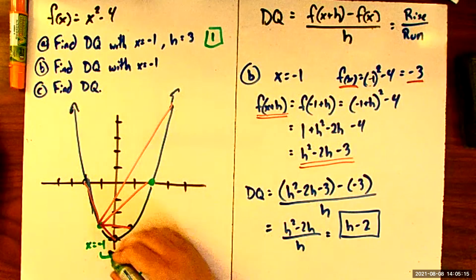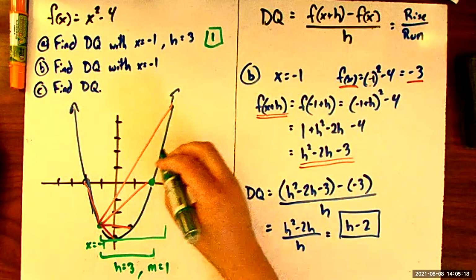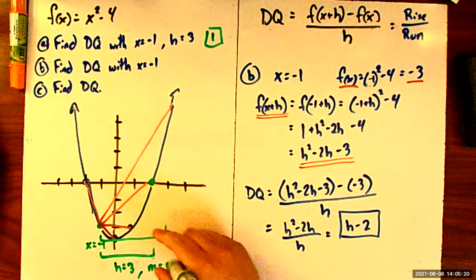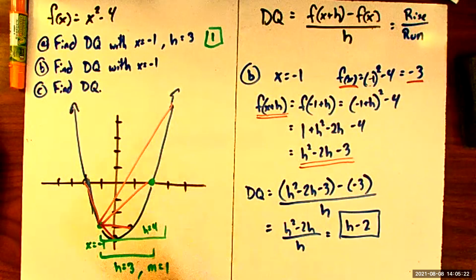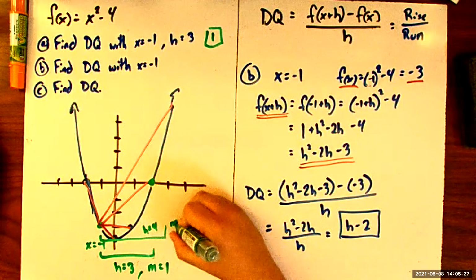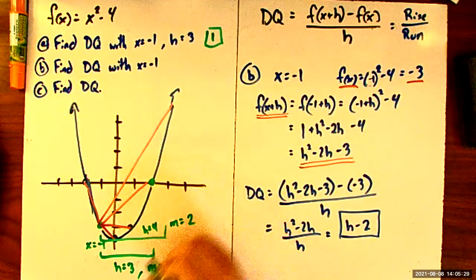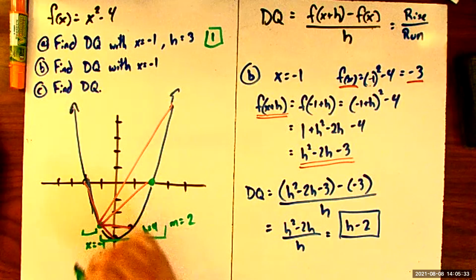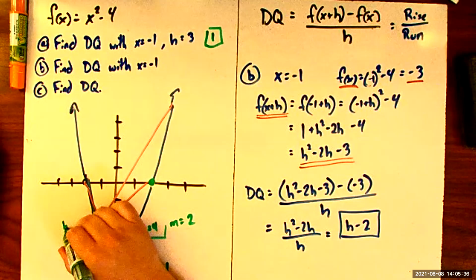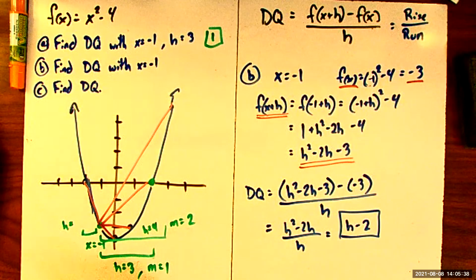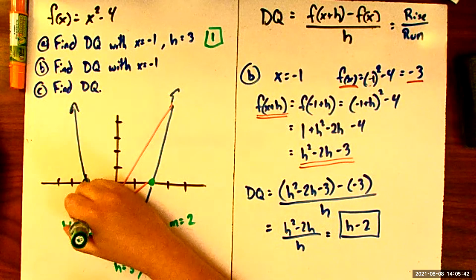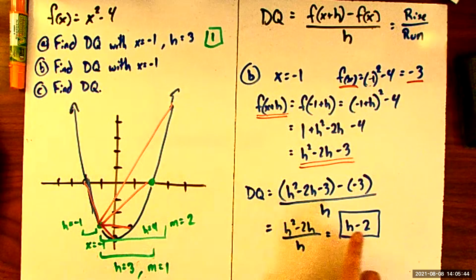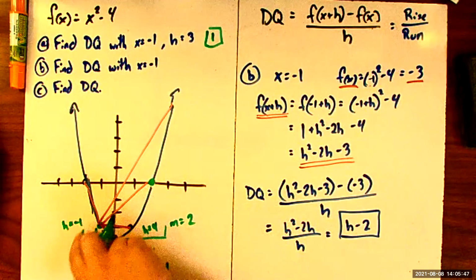If we were to go up to this one, well, now our h, how far we're running over, is 4. And using this equation, 4 minus 2 tells us that our slope is going to be 2. If we go backwards, that's going to tell us that our h is going to be equal to negative 1, because we're going backwards. And in that case, our slope is going to be negative 3.